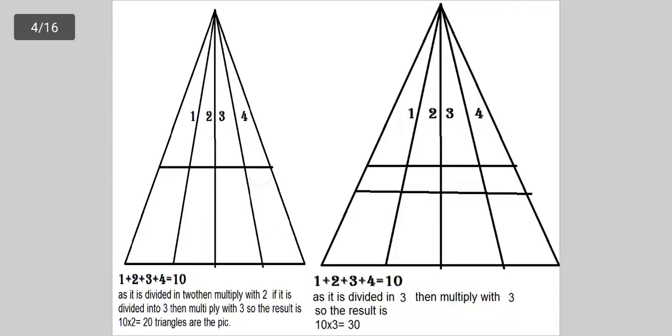If two lines are dividing, then we multiply by 3. So 1 plus 2 plus 3 plus 4 is equal to 10, multiplied by 3. So there are a total of 30 triangles in this figure, and 20 triangles in this figure.